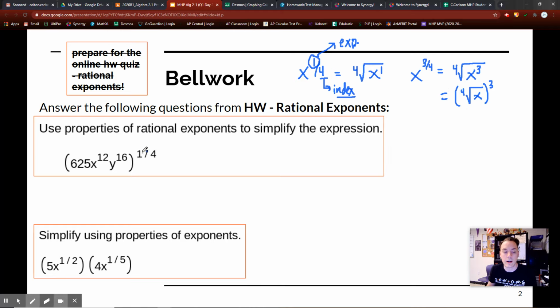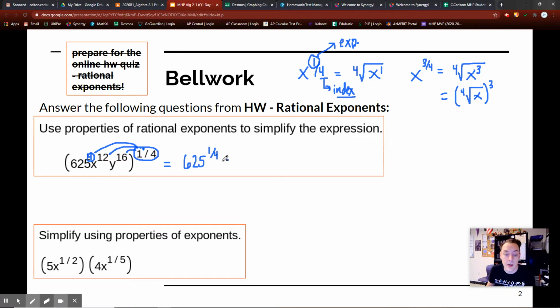So what do we do here? Well, remember, this is what we call the power to a power rule. Because I have powers here, even right here, the 625 is to the power of 1. So that means I have to take this 1/4 and distribute it to all the other existing powers within my parentheses. So what does that look like? That looks like this, 625 to the power of 1/4. Now why is that? Because 1/4 times 1 is just 1/4.